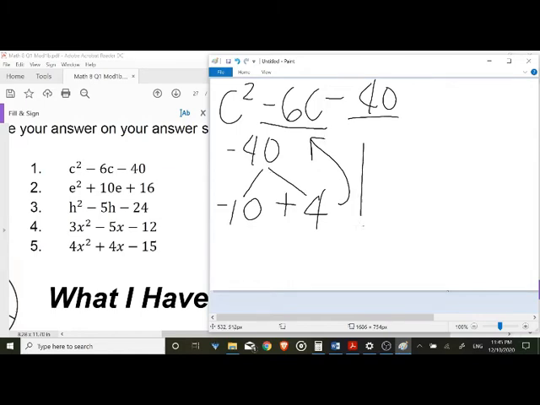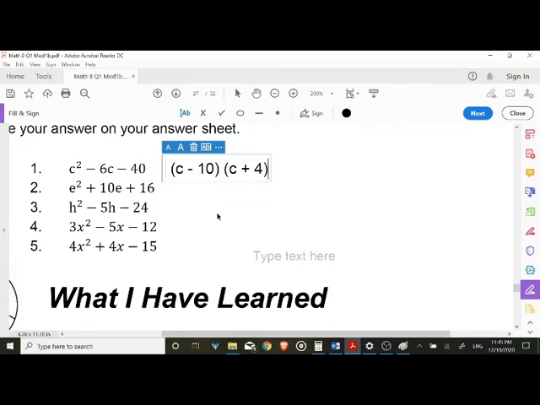So, therefore, madali na lang ang kanyang factors. So, yung dalawang factors natin, both binomial. First term is c, then minus 10, tsaka plus 4. So, yung factors natin is c minus 10 times c plus 4. Or you can write in any arrangement, c plus 4 times c minus 10.